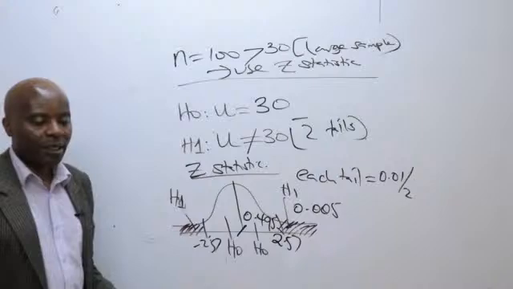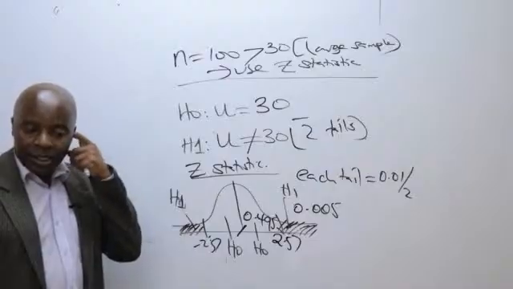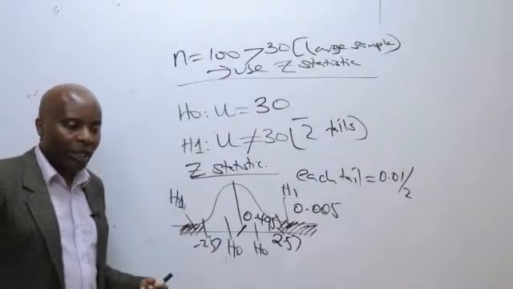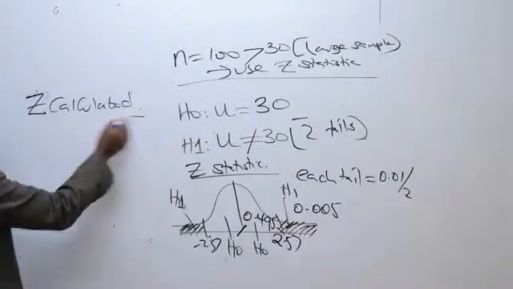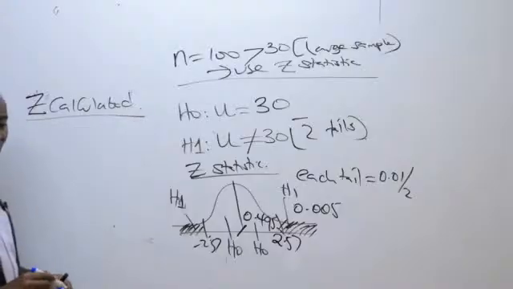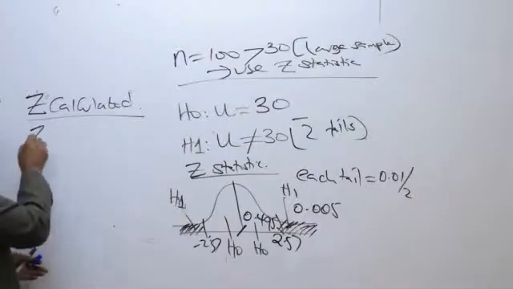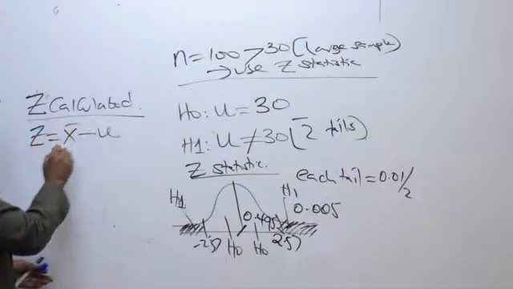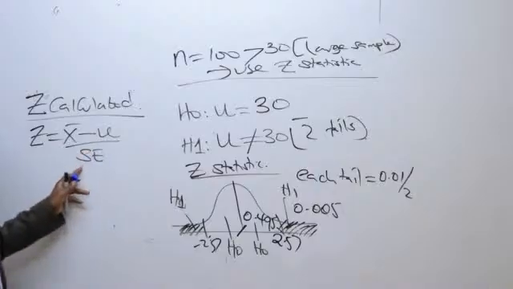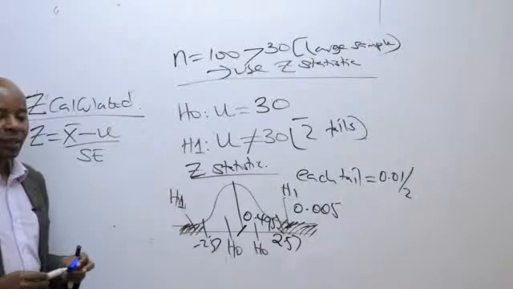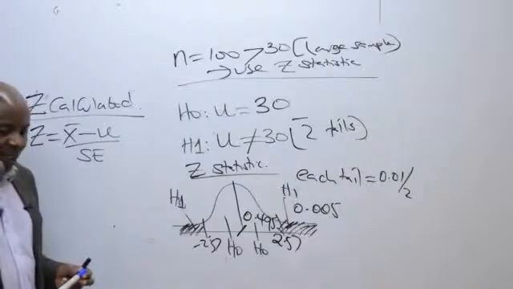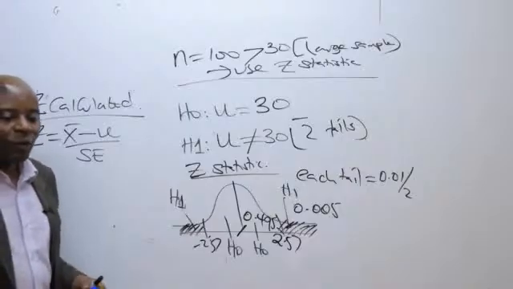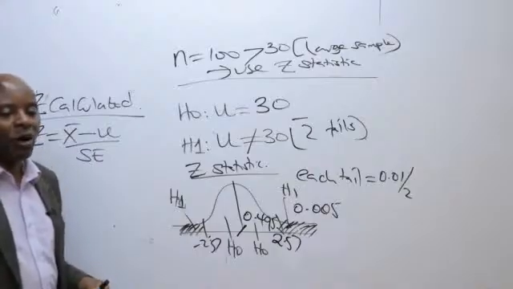After you mark yours like that, ladies and gentlemen, I would want us to go to the last thing, which is the Z calculated. So for Z calculated, how will my Z look? My Z, as usual, will be X bar minus mu all over the standard error. Please write this in full: standard error. And the very first thing I will do is to give my examiner the standard error formula. So how does the standard error formula look?